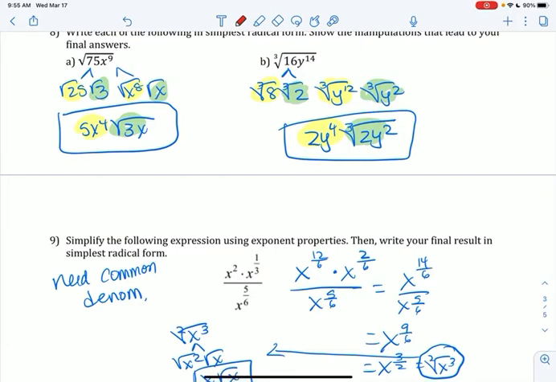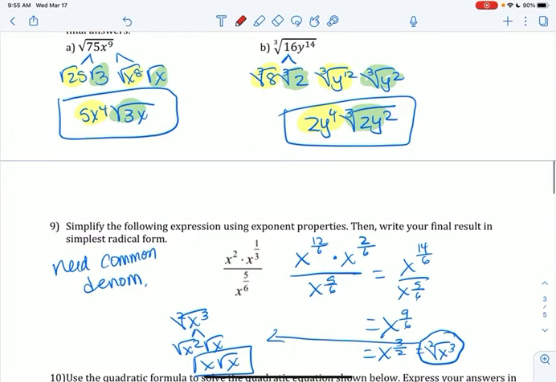Again, anything in green is not a perfect cube. It's staying under the radical. Anything in yellow is a perfect cube. The cube root of 8 is 2. The cube root of y to the 12th is y to the 4th.